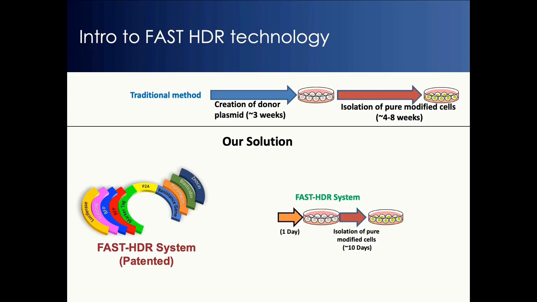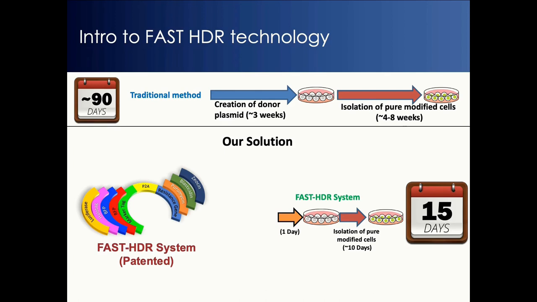And once we put this into cells, we can start selecting those cells around 3 days later. And in a matter of a few more days, we can verify by microscopy that our cells got the modification. Something that is much faster with this methodology than traditional methods.